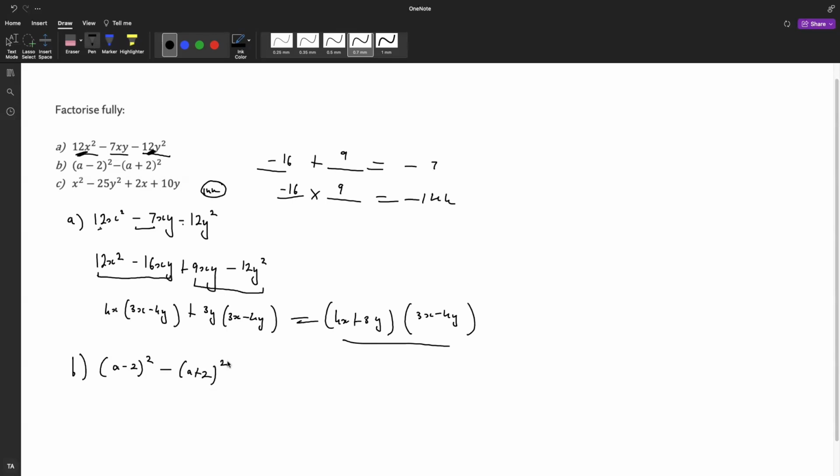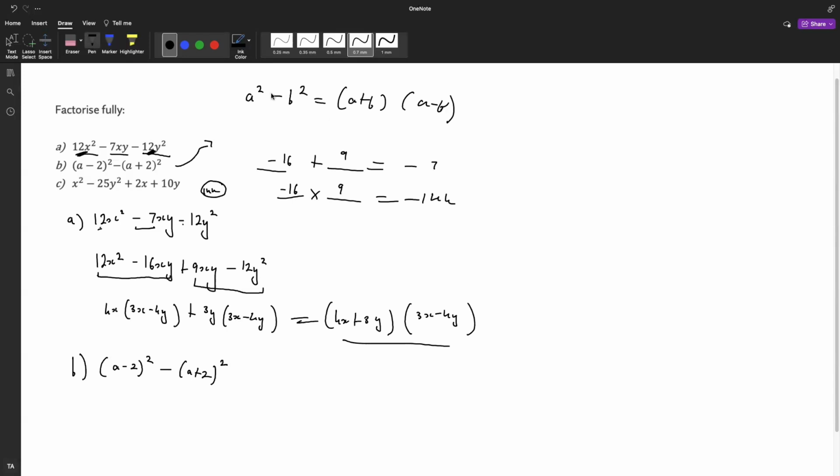Now, this looks a bit strange, but essentially it's an extension of the difference of two squares. If you guys remember, difference of two squares basically states that if you have something squared minus something else squared, that's just equal to (a plus b)(a minus b). Okay, so this is the same thing here.